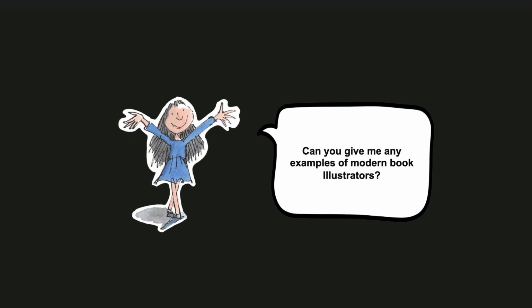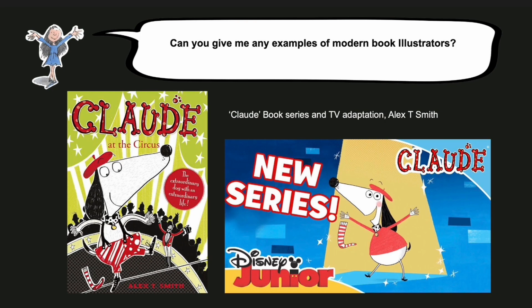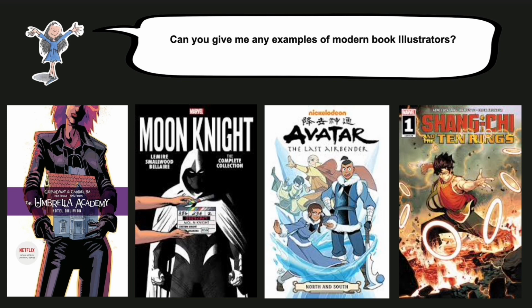Can you give me any examples of modern book illustrators? An example of a modern children's book illustrator is Alex T. Smith. He predominantly uses digital software to create his illustrations, but supplements this with hand-drawn work for idea creation and practice. Alex T. Smith has also been able to turn his Claude the Dog book series into an animated TV show. Another example is graphic novelist Jeff Lemire, who made Sweet Tooth, and Gene Luen Yang, who made Avatar: The Last Airbender.